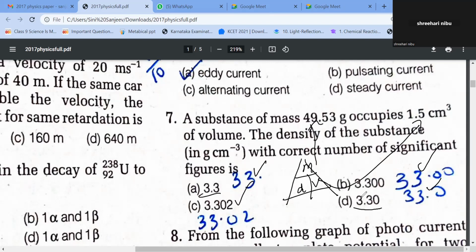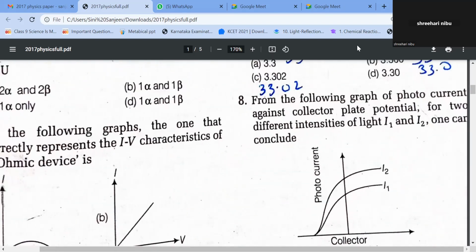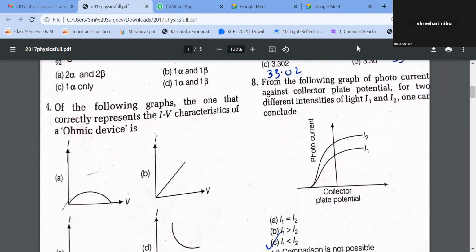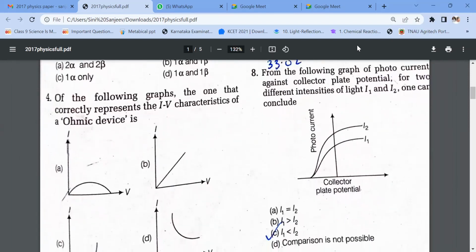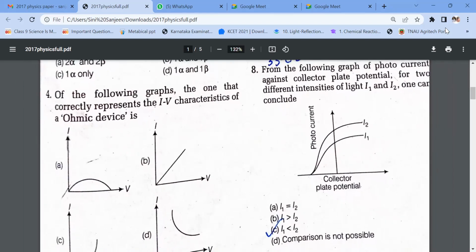Correct only. So I think we can go to the next one. This is again a direct thing, but I'm not sure whether this is again deleted for you. Let me check. Photocurrent is also on the list. The collector plate potential and intensities of light. I don't think this is there. This was there for you, I think. But do you have any idea about this? I'm not sure, sir. I can guess, but I'm not sure of the answer. Okay, guess it and let me check the reason.